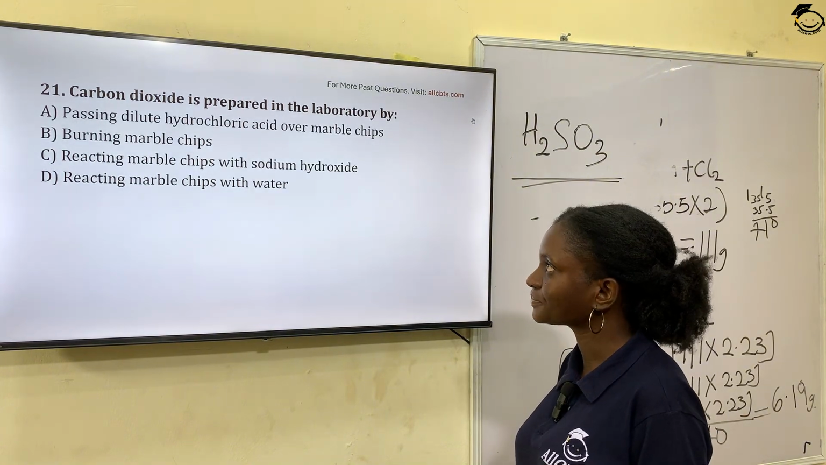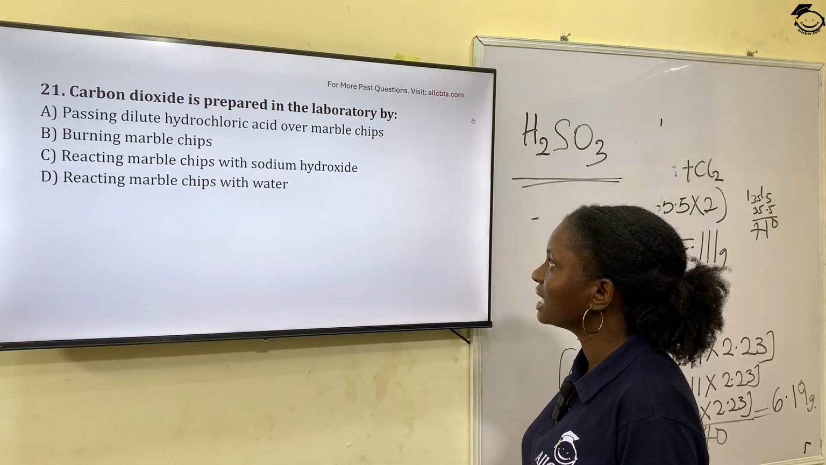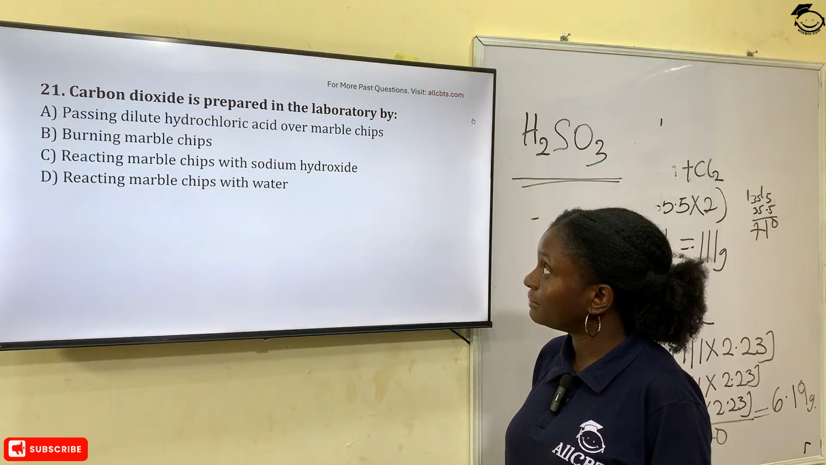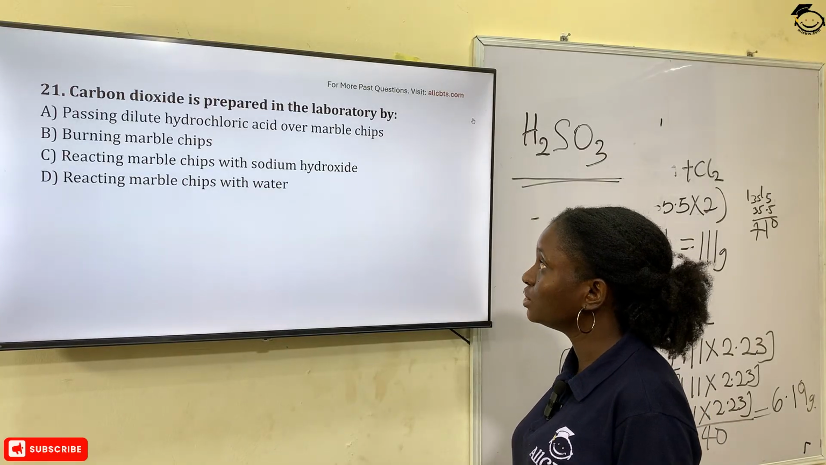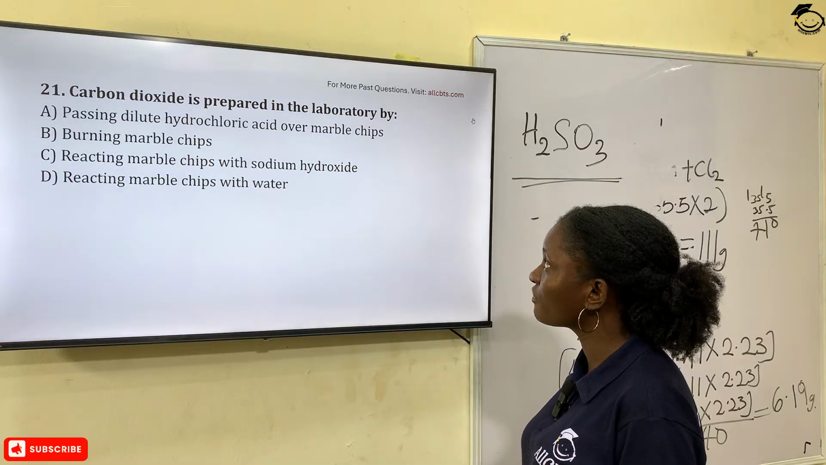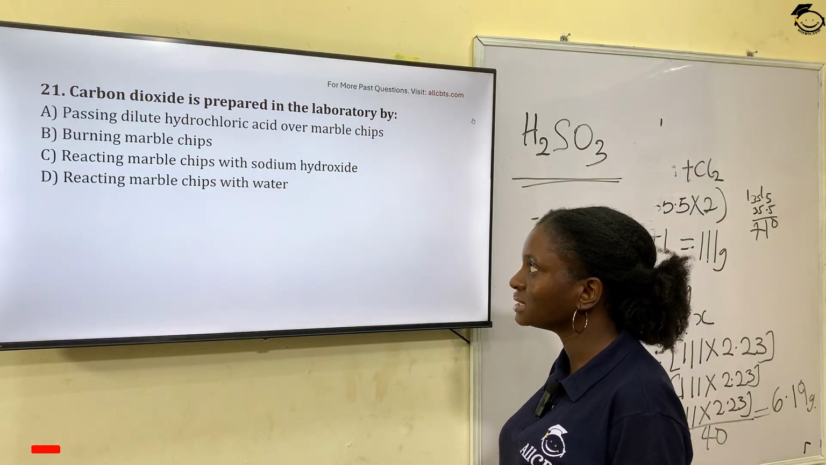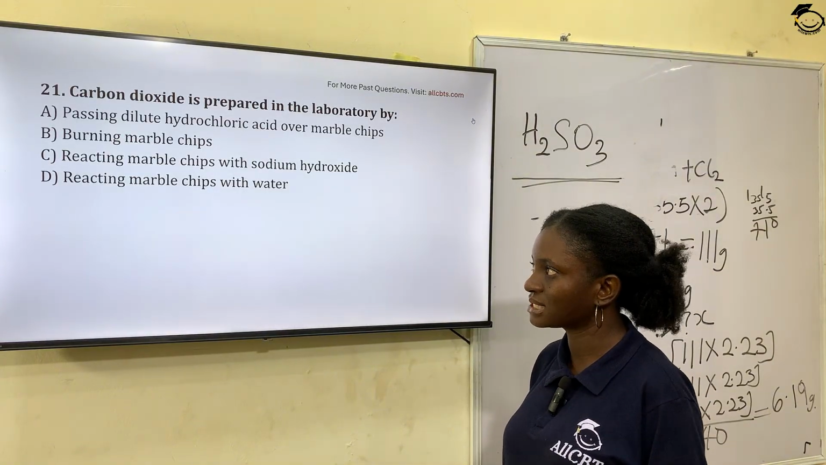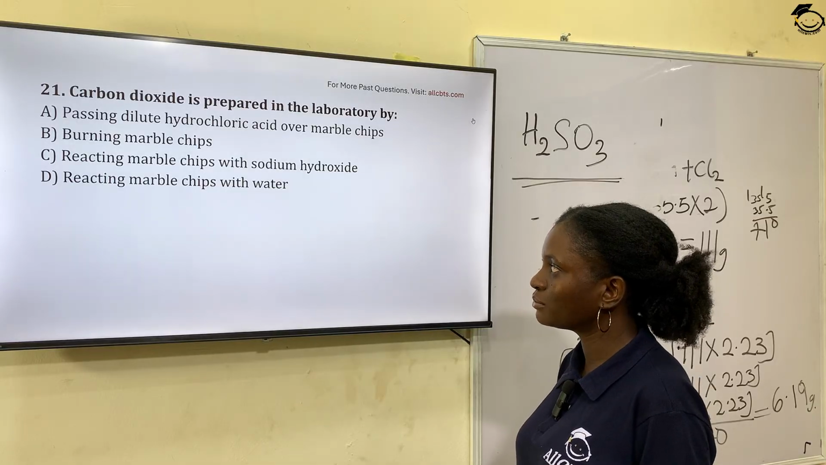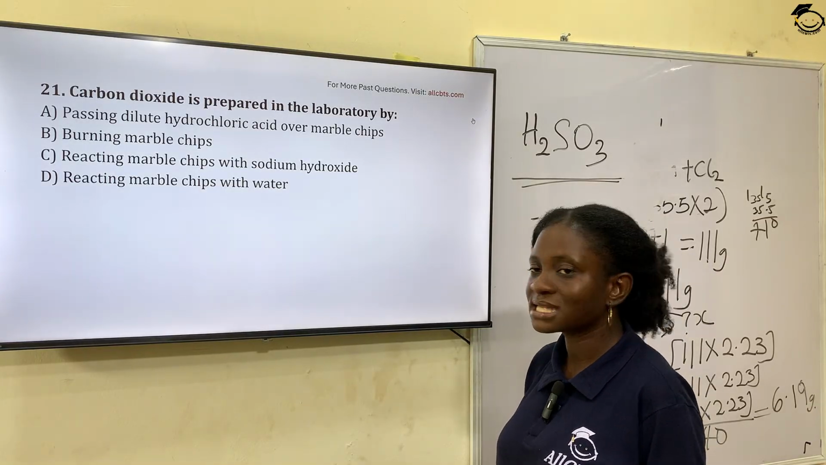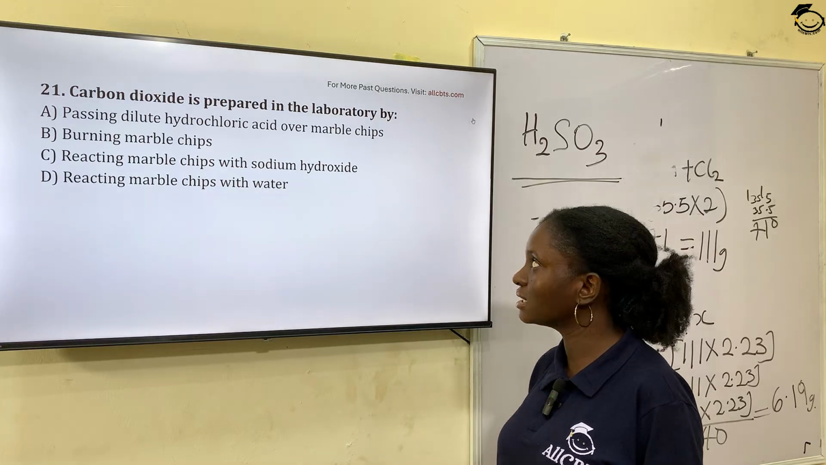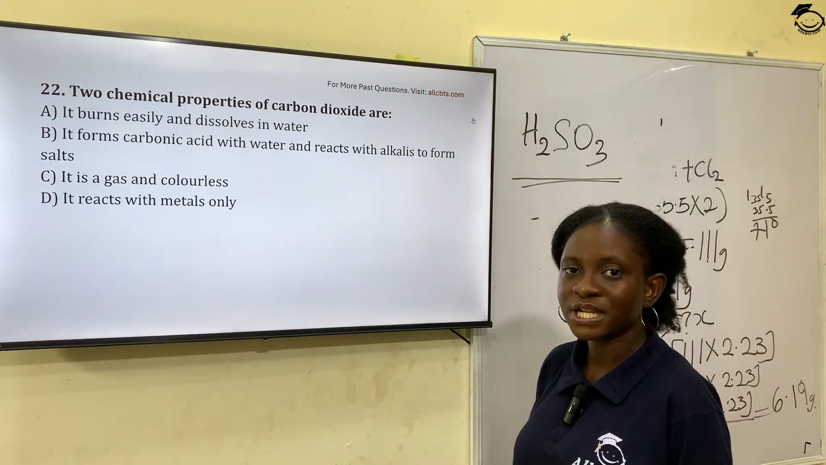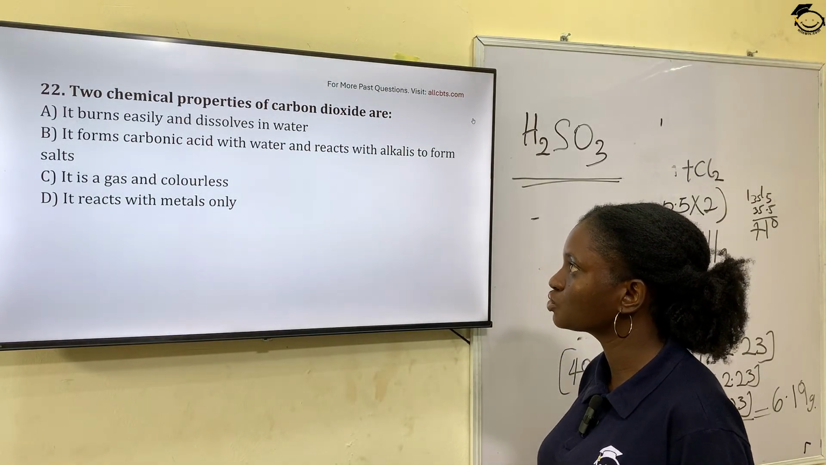Question 21. Carbon dioxide is prepared in the laboratory. This question is coming up again. Option A, passing dilute hydrochloric acid over marble chips. Option B, burning marble chips. C, reacting marble chips with sodium hydroxide. D, reacting marble chips with water. The correct answer is passing dilute HCl over marble chips to generate water and CO2.